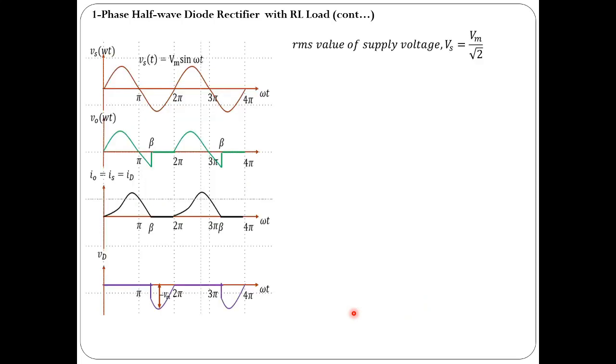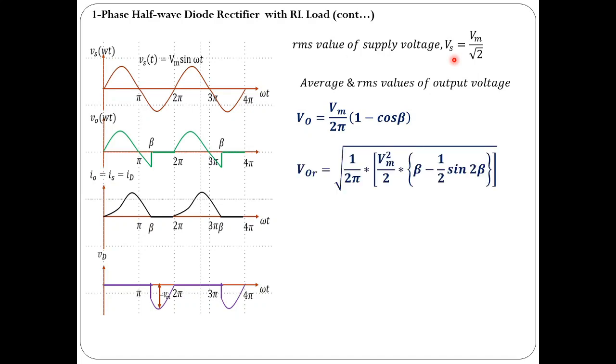Anyway, coming to the various parameters for this single phase half-wave diode rectifier with RL load: the RMS value of supply voltage is equal to Vm by root 2, and the average value of supply voltage is equal to 0 anyway. Coming to the average and RMS value of output voltages, you can compute and you will find the average value equal to Vm by 2 pi into 1 minus cos beta, and the RMS value is equal to this. Please do verify these formulas later on.